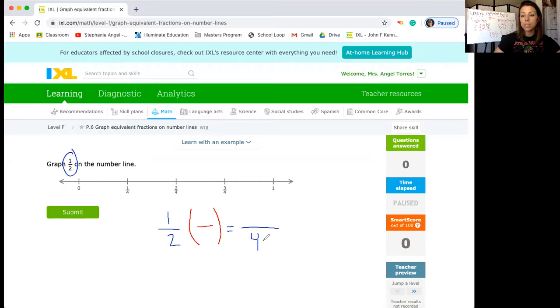So 2 times what is 4? 2 times 2 is 4. So I'm multiplying 1/2 by the big 1, 2 halves. So 1 times 2 is 2. So I know 1/2 is equivalent to 2/4.